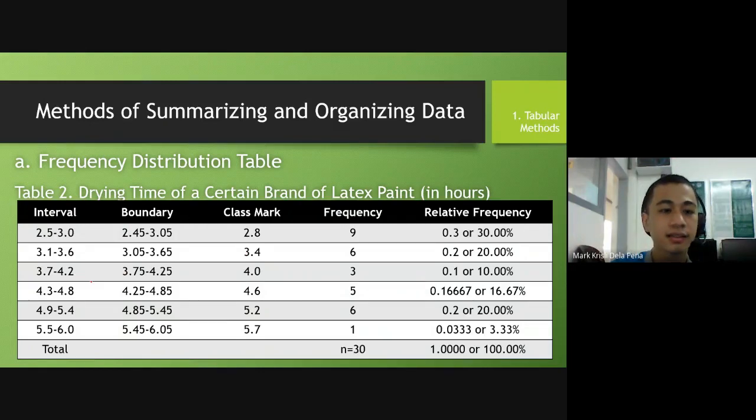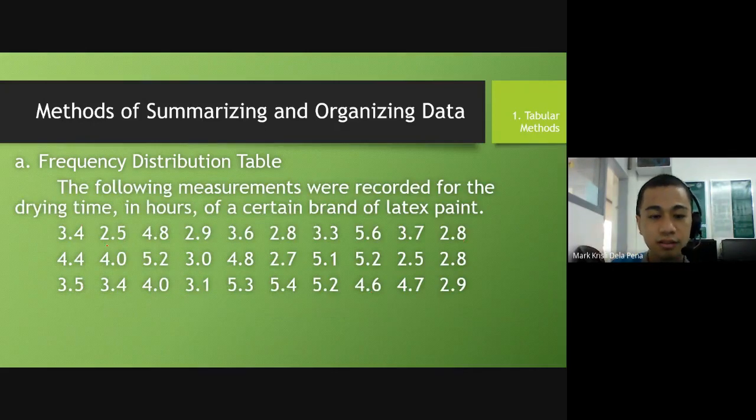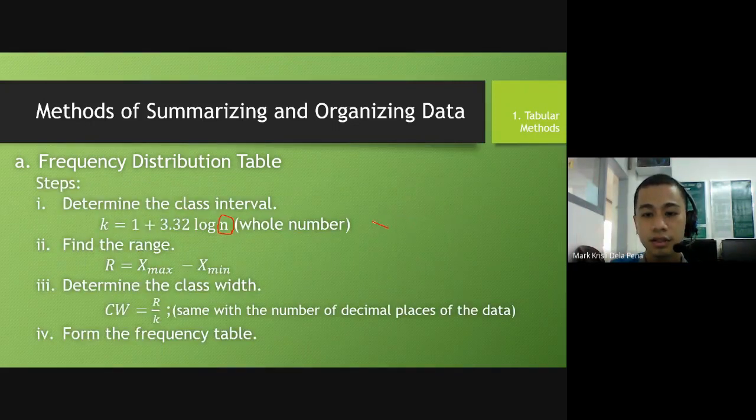If you will go back, you have there our k is equal to 1 plus 3.32 log of n. What's the value for n? Based on our previous table, we will count these all. Our n will be equal to 30. Now I want you to get your pen and papers and calculators and calculate together with me. Okay, our n is equal to 30.